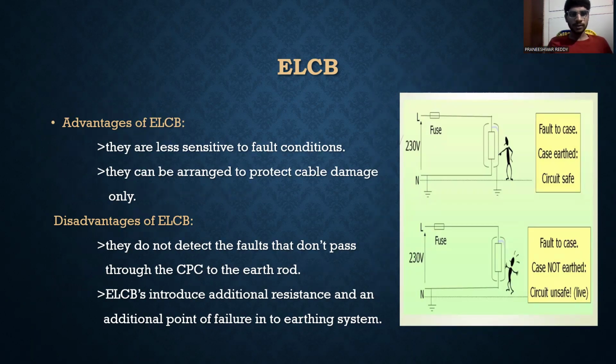And the disadvantages of ELCB are they do not detect the faults that don't pass through the CPC to the earth rod. So what does CPC mean? Circuit protective conductor. So it does not detect the faults which do not pass through this CPC. Okay, that is a disadvantage. And ELCBs introduce additional resistance and an additional point of failure into the earthing system. So most newly manufactured electric appliances do not use ELCBs, and they are using RCCBs as circuit breakers.